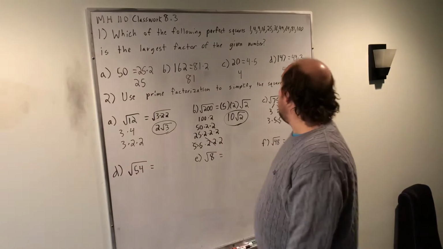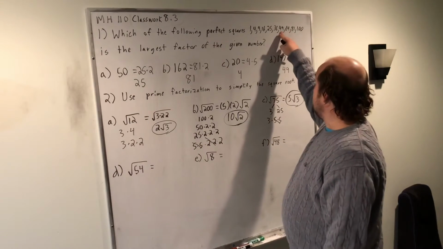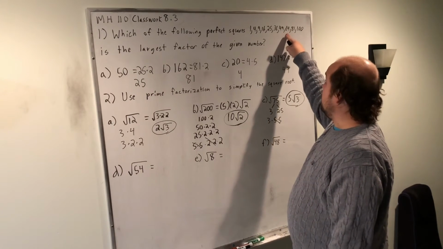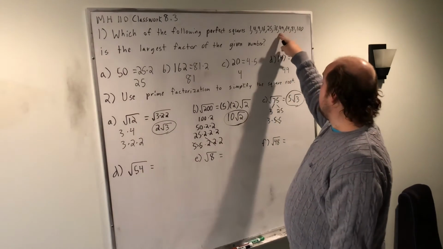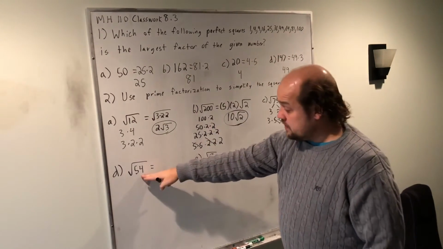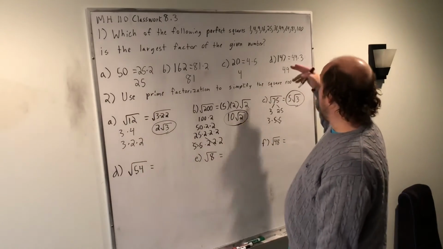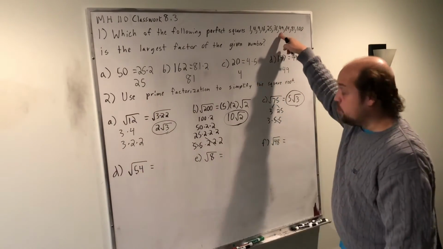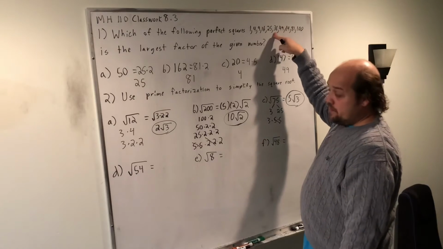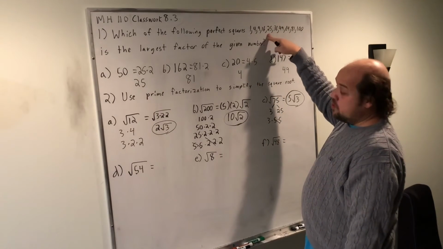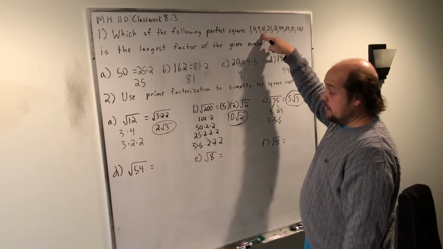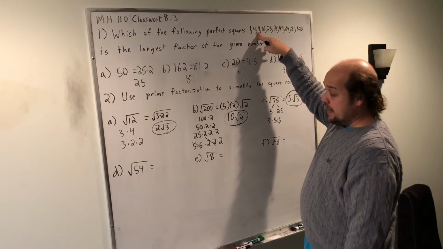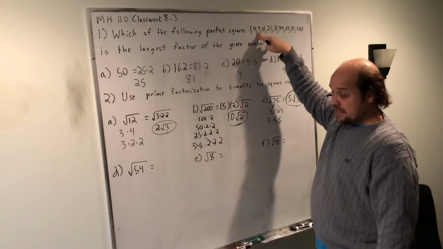So for D, 54. The next smallest number is 49. 64 would be too big. We're always looking for something that would give us whole numbers. So we have to divide this 54 by something smaller than 54. When we divide by 49, we get a decimal. When we divide by 36, we get a decimal. 25 gives me a decimal. When I put 16 in, I get a decimal. When I put 9 in, it goes in evenly 6 times.